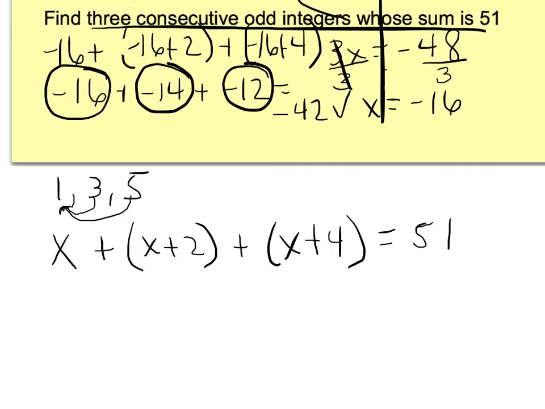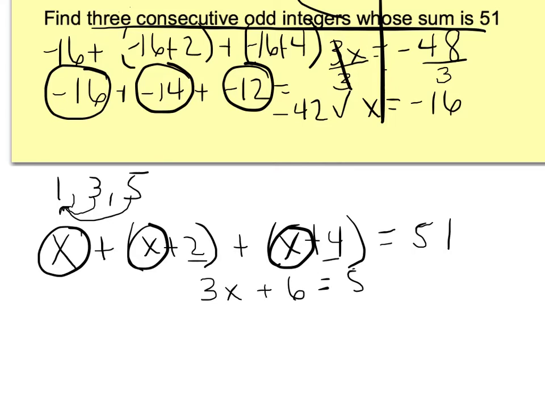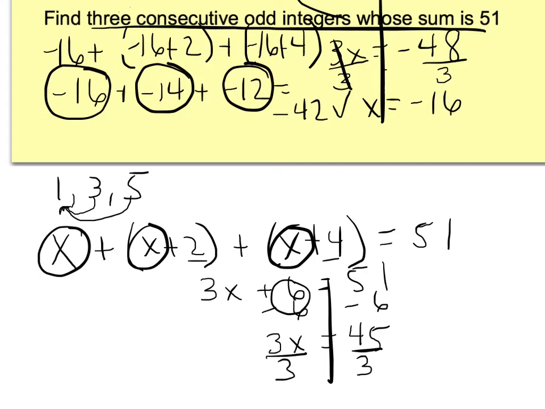Okay, and we're going to solve it the same way. I'm going to add up all my x's. 3x plus 6 is equal to 51. Okay? And then we're going to solve for x. This becomes 0, and I now have 3x is equal to 45. Okay? Divide by 3 on both sides, so x is equal to 15.